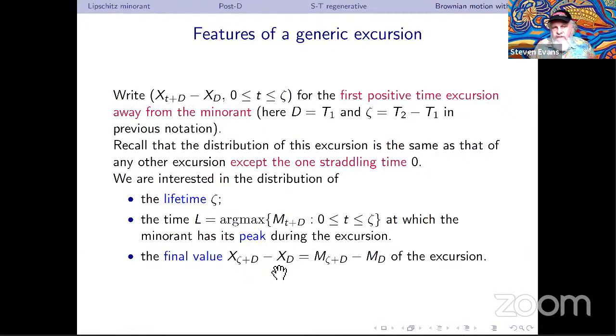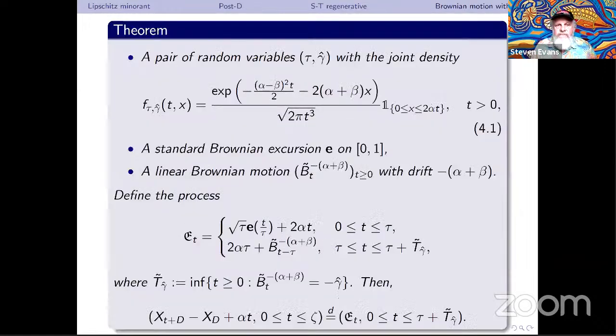All right, so of course, since X_D minus X_{sigma plus D} is equal to M_{sigma plus D} minus M_D, the final value of the excursion and the final value of the increment of the minimum are the same.